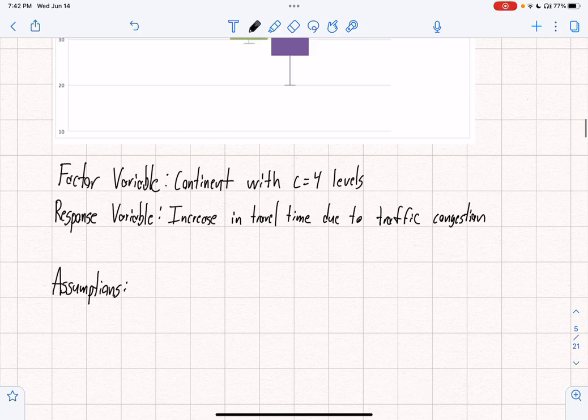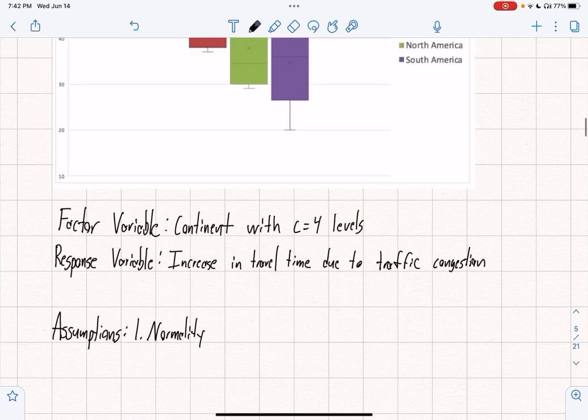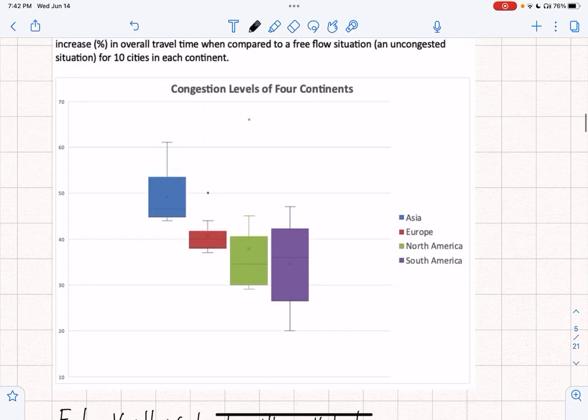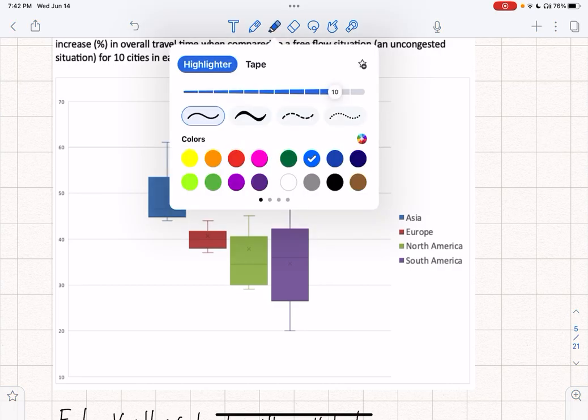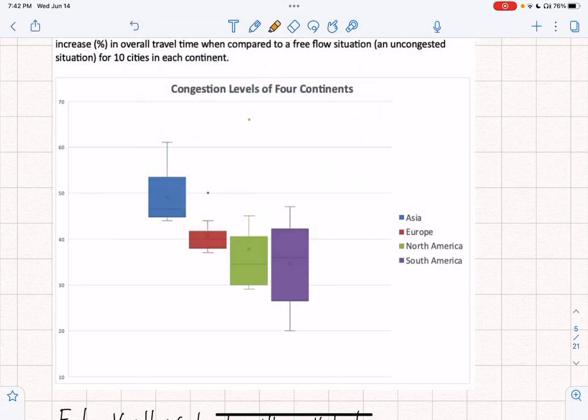Okay, our assumptions. First, that is normality. We could create histograms and see if they look normally distributed. Our problem is that we only have 10 cities for each of these, so there's only 10 observations here, 10 here, 10 here, 10 here. So that's not going to be super helpful. This is going to be challenging to test anyway with such a small sample.